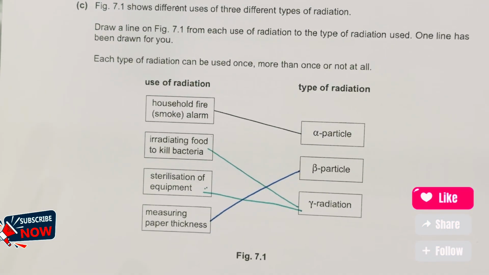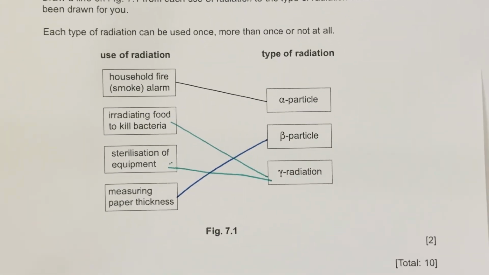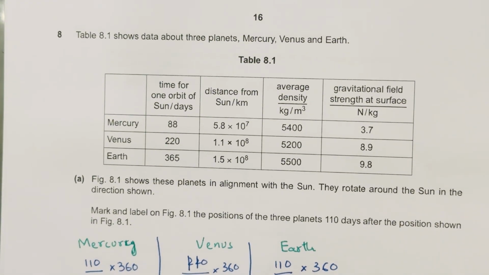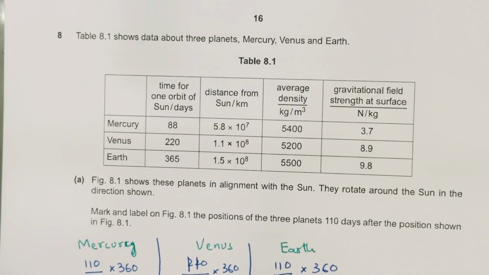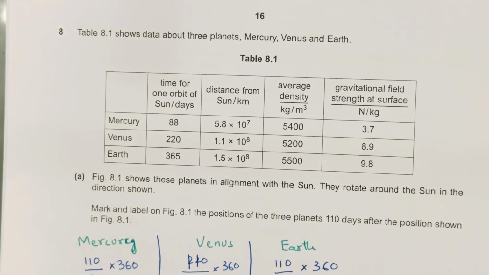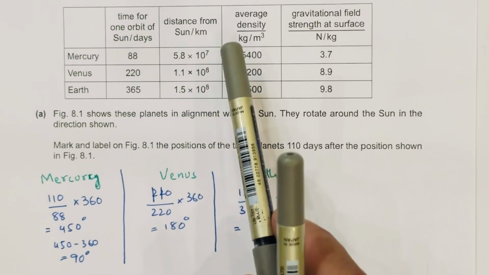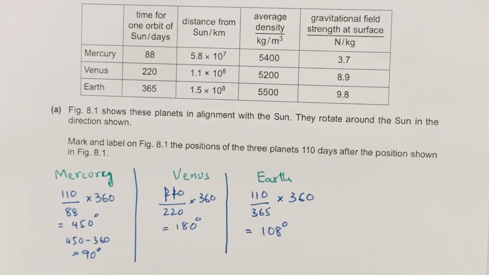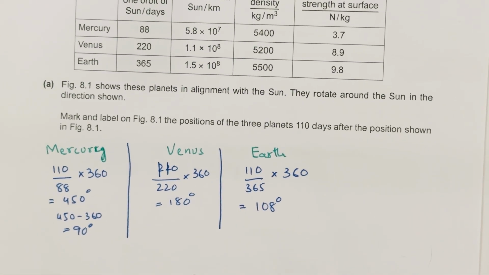So that was question number 7 from the topic of radiation. Moving to question number 8. Question number 8 is that Table 8.1 shows three planets, Mercury, Venus and Earth. This is a very interesting question. The time for the orbit of the Sun, distance from the Sun, average density and gravitational field strength are given. Part A.